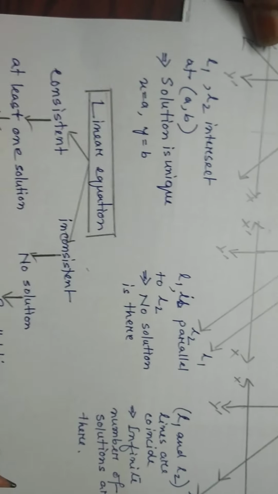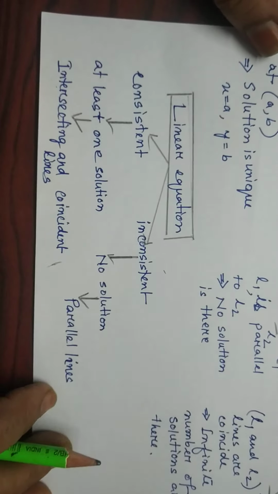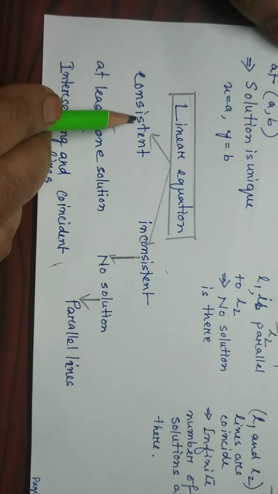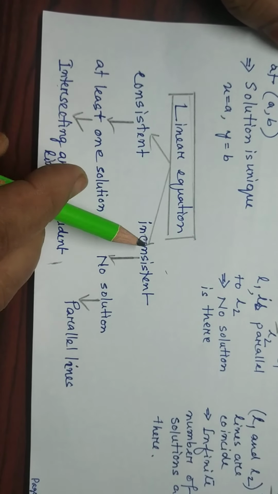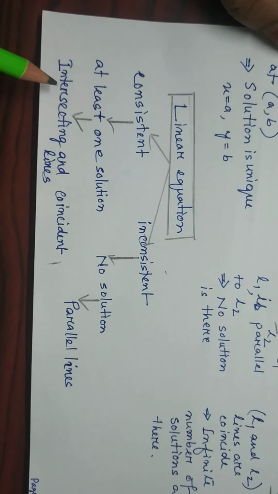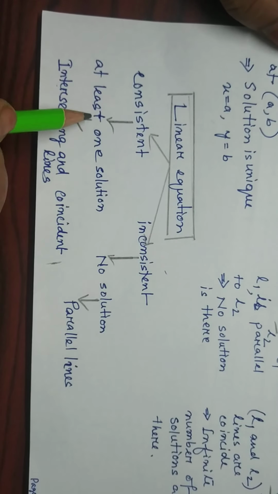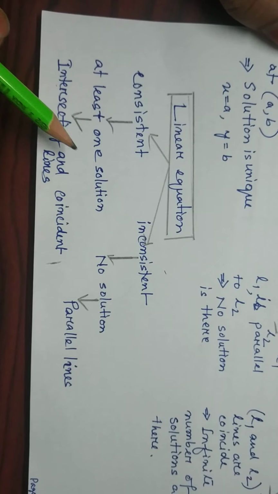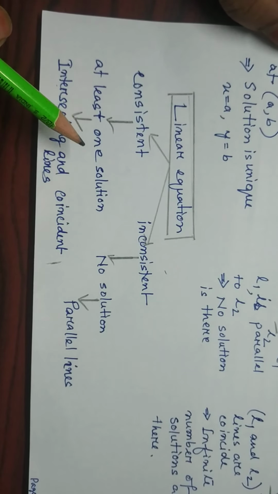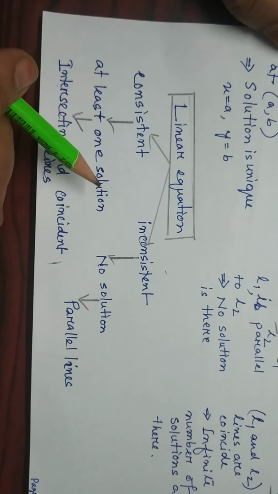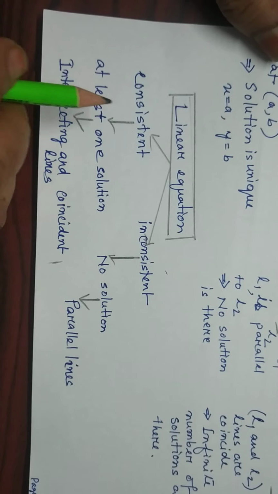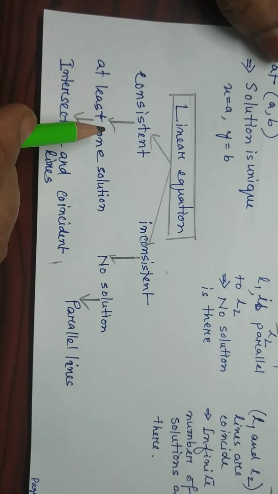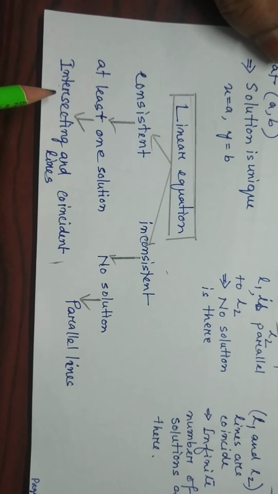Now, this system of linear equations is of two types: one is a consistent pair of linear equations, another is an inconsistent pair of linear equations. A pair of linear equations is consistent when they have at least one solution. If they have an infinite number of solutions, or at least one solution, then that pair is known as a consistent pair of linear equations. And that type of graph will be what? Intersecting and coincident.